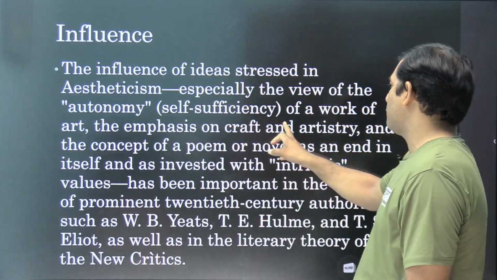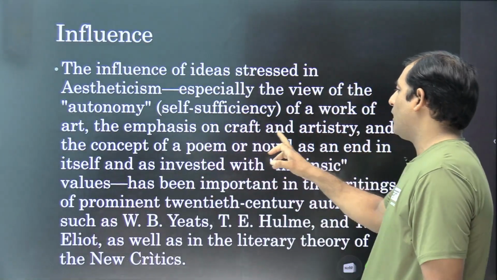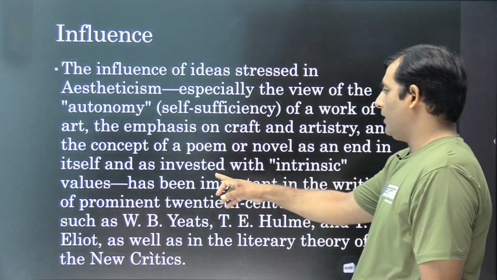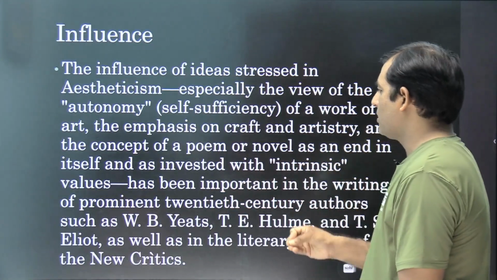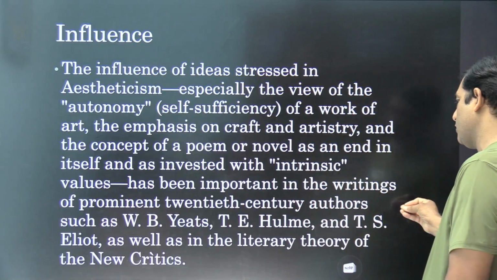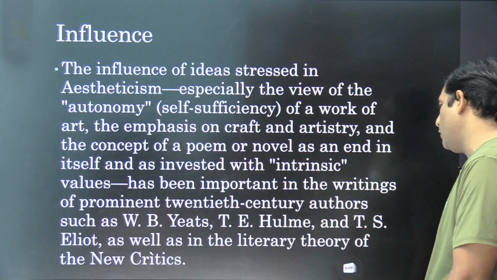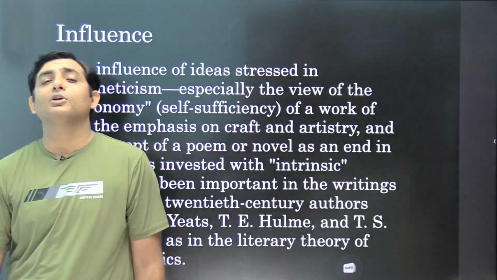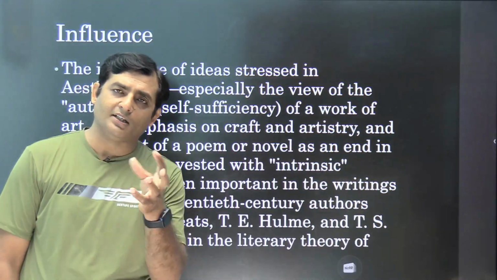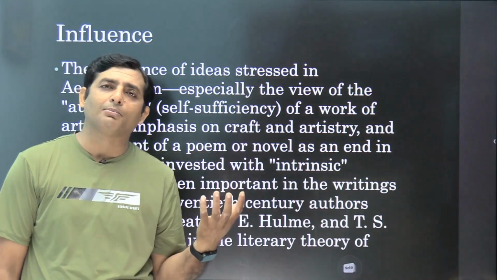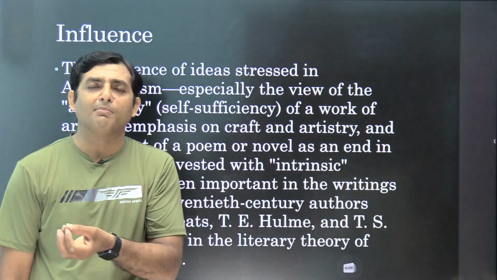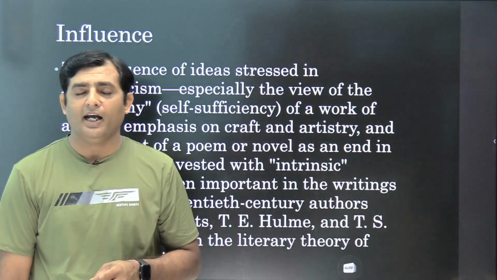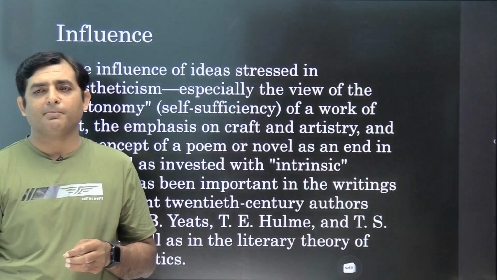Autonomy means self-sufficiency of a work of art, the emphasis on craft and artistry, and the concept of poem or novel as an end in itself and as invested with intrinsic values has been important in the writings of prominent 20th century authors like W.B. Yeats, T.E. Hulme, T.S. Eliot, as well as in the literary theory of the New Criticism. New Criticism also talks about autotelic texts. Texts are autotelic. You don't have to go around the world to fetch the meaning, but meaning lies inside the text. And this was one of the principles advocated by the aesthetic movement, by aestheticism.